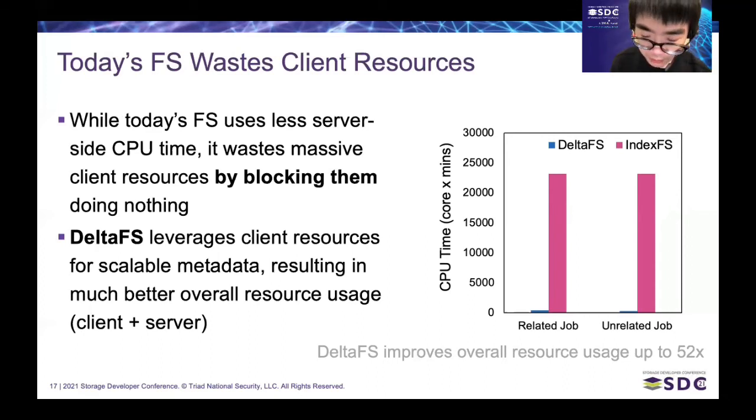Well, in the DeltaFS case, DeltaFS is actually utilizing those client resources to process metadata in parallel. So if we count both the client-side resources and the server-side resources, then DeltaFS actually shows much better overall resource usage. So in the experiments, it's the same experiment as the previous slides. If we count the overall resource usage, then DeltaFS actually improves resource usage by 52 times.